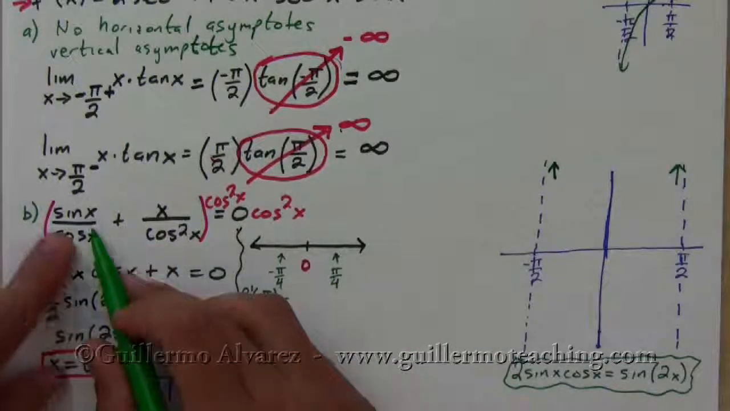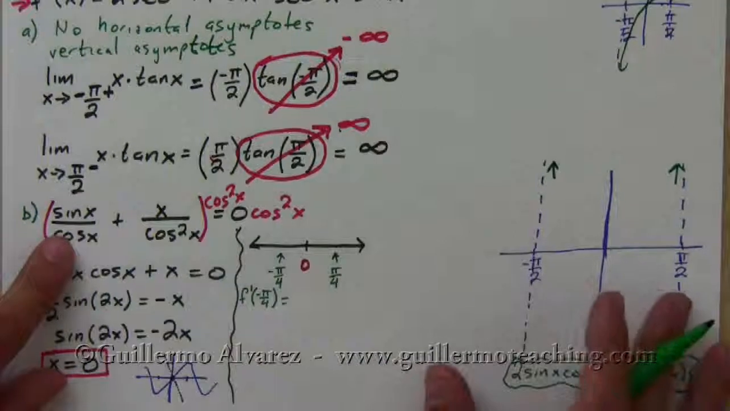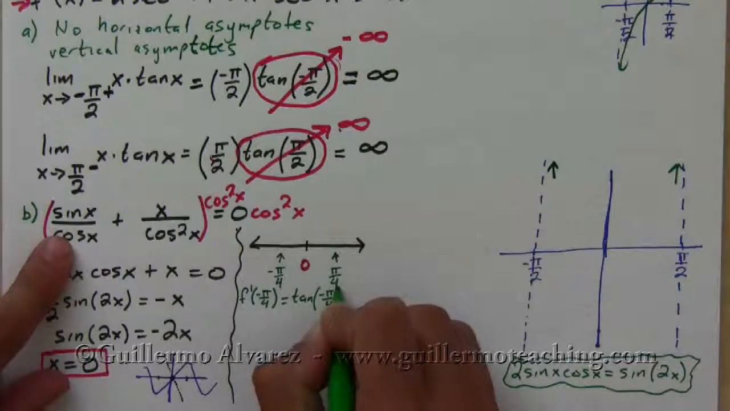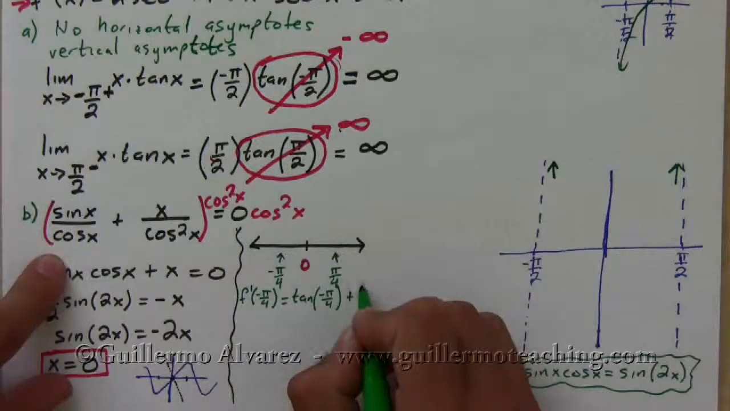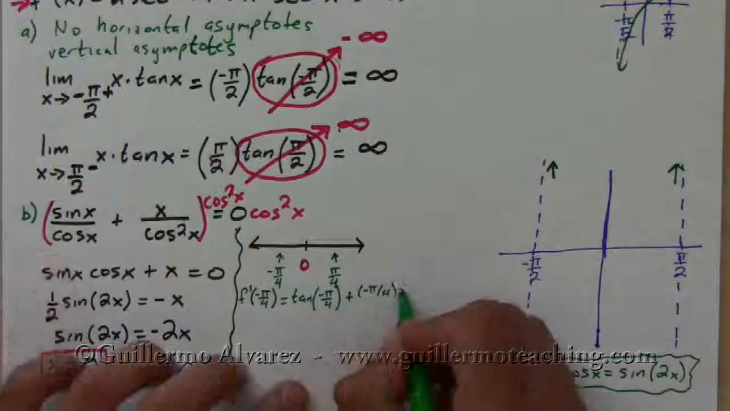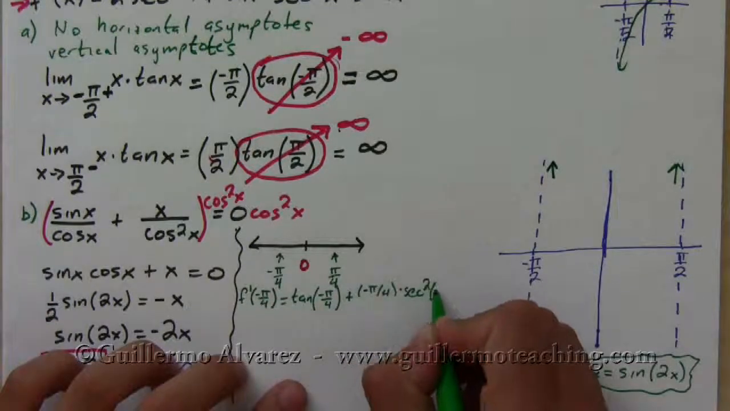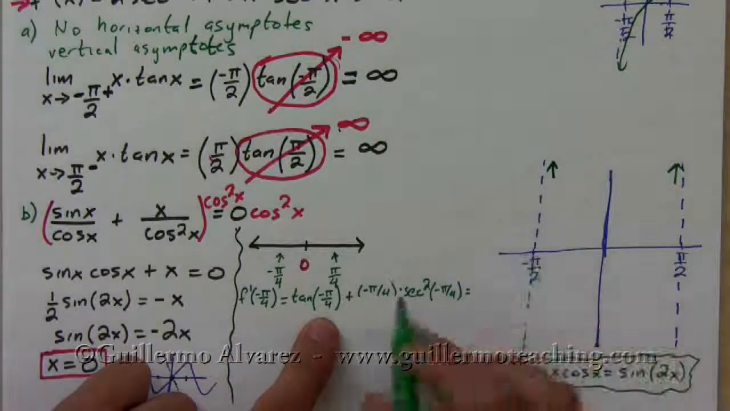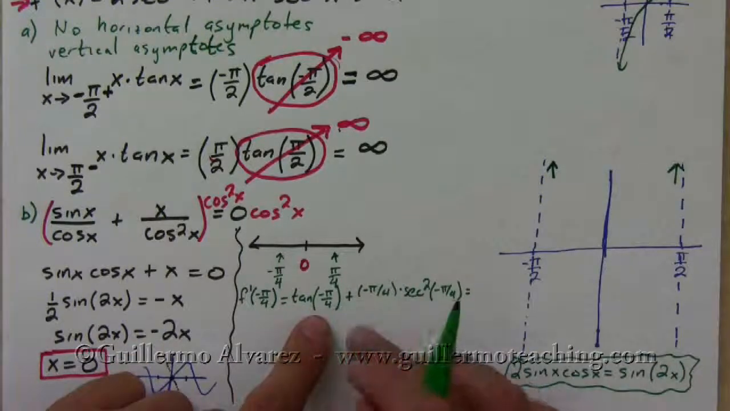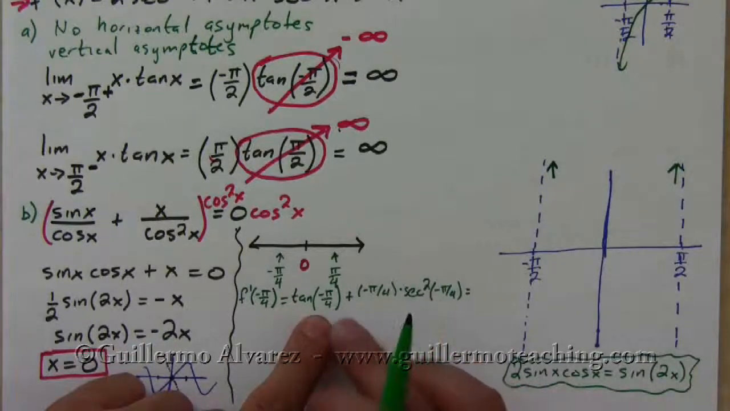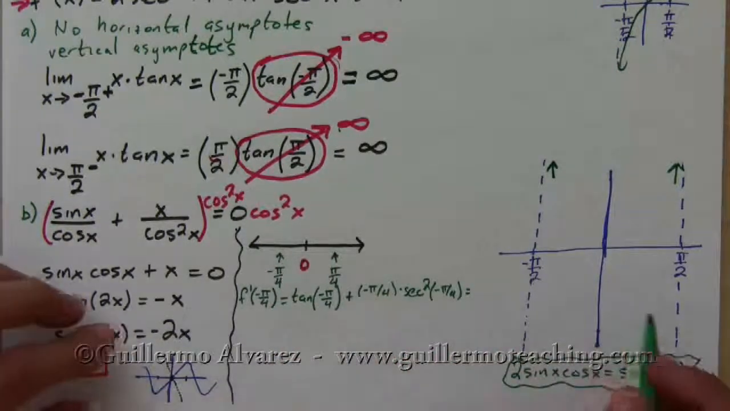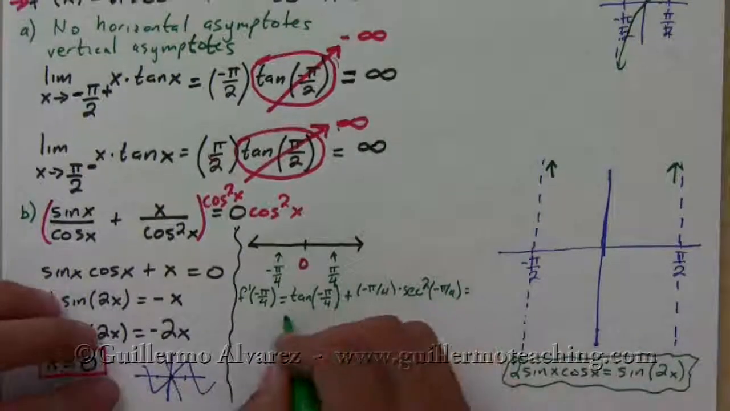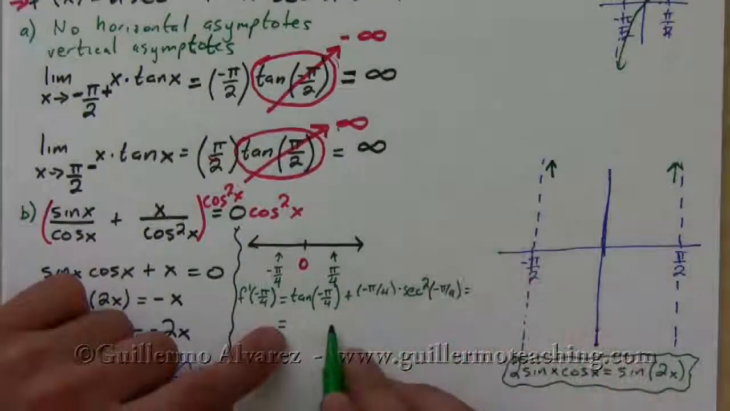Let's do it with the first one. So we have tangent of negative pi over 4 plus negative pi over 4 secant squared of negative pi over 4. Remember that you just care about the signs, and if you can figure out what the signs are easily, it'll make your life a little bit easier.